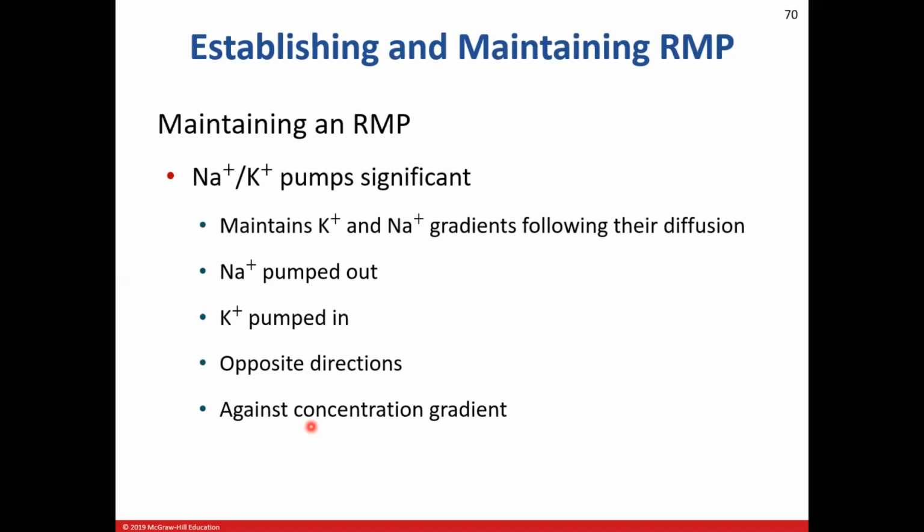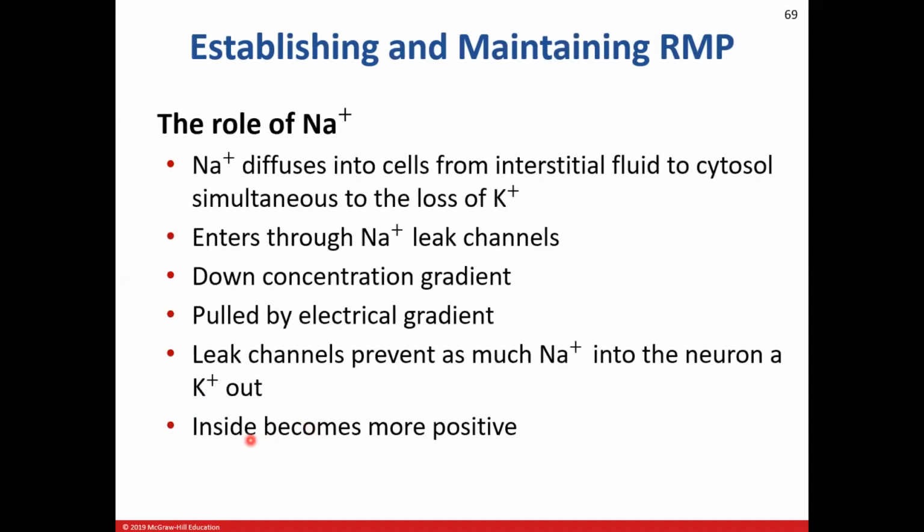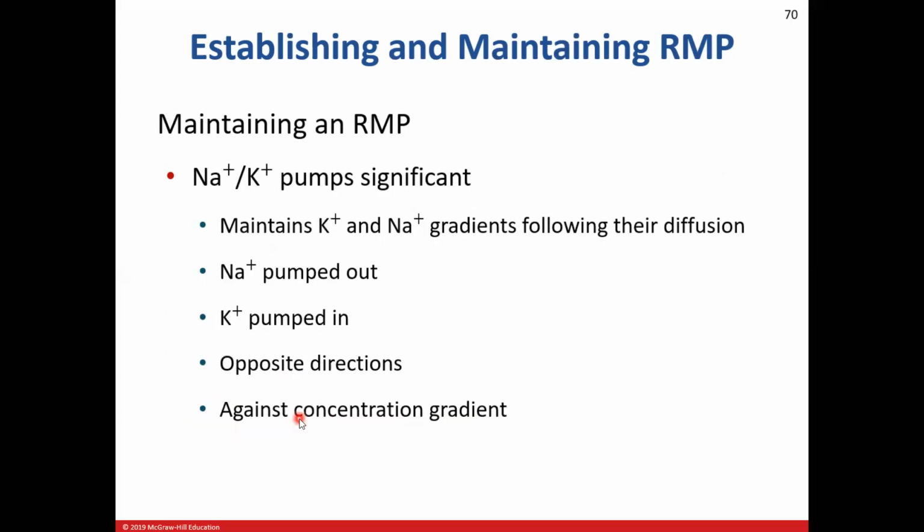Now I'm going to scroll back one slide. Again, we notice the inside becomes a little bit more positive due to the role of sodium in this case. And so what ends up happening? We are pumping 3 sodium out while only bringing 2 potassium in. And so we're forcing the inside of that cell to become a little bit more negative because of that. Again, sodium and potassium are moved in opposite directions, and they are both moved against their concentration gradients.